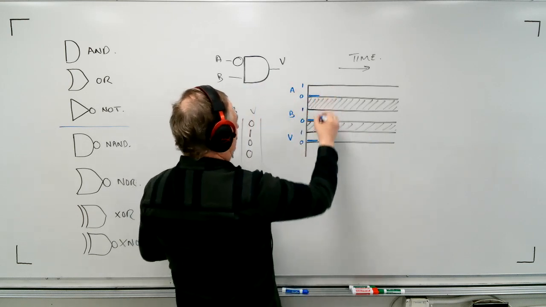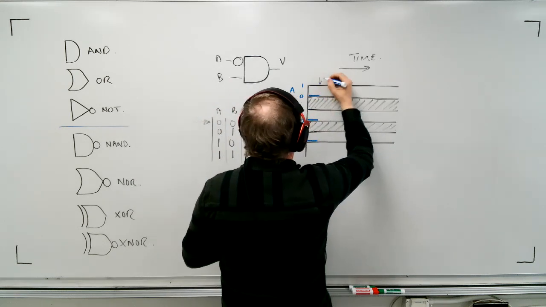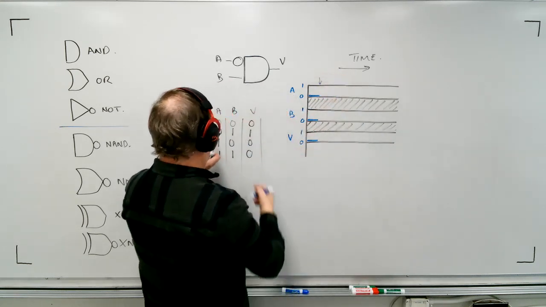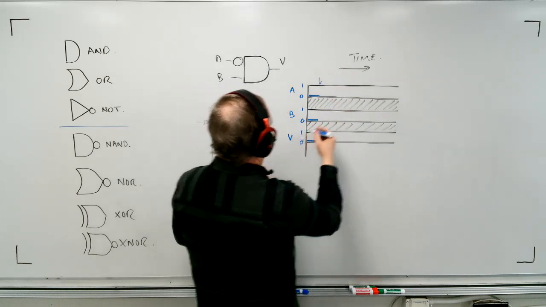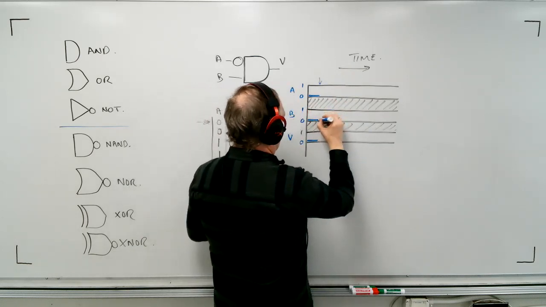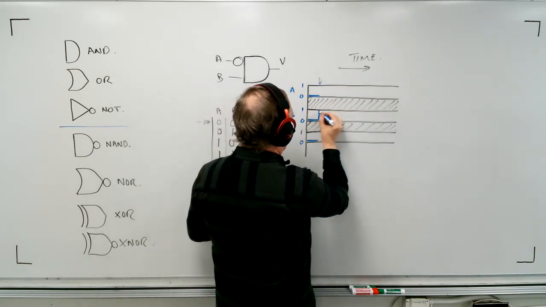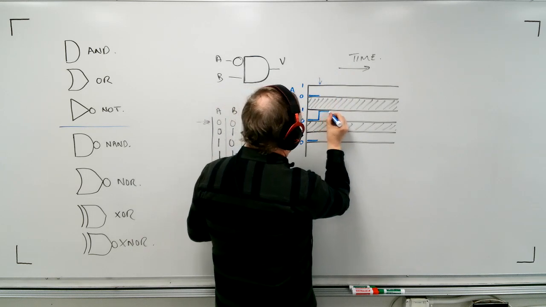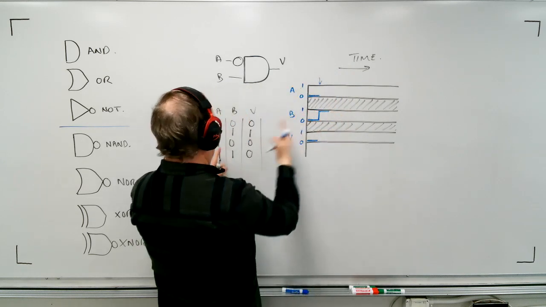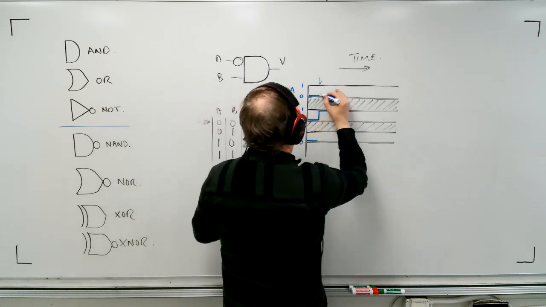Now, this would be considered an event line right here on my timeline. And I'd say, okay, at this point, B becomes 1. So the way you draw it is you go like this. B goes up, and now we continue through time in this condition. So B is now a 1. A is still a 0.